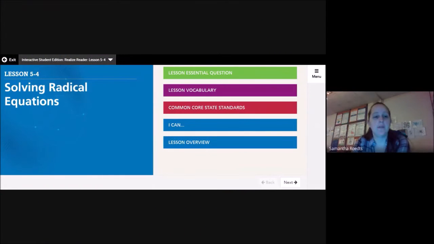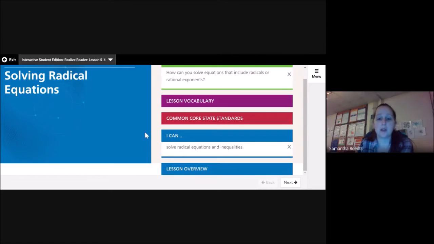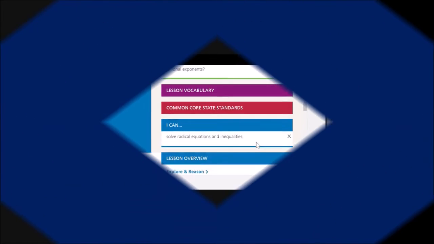All right, this is Unit 5, Lesson 4, Solving Radical Equations. So our lesson essential question is, how can you solve equations that include radicals or rational exponents? At the end of this lesson, you'll be able to solve radical equations and inequalities.